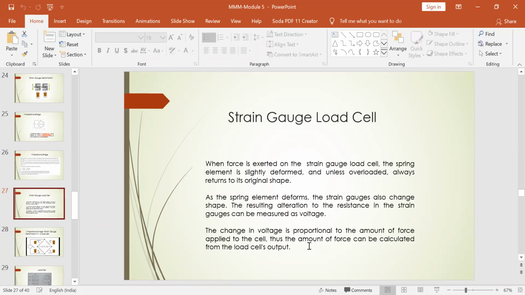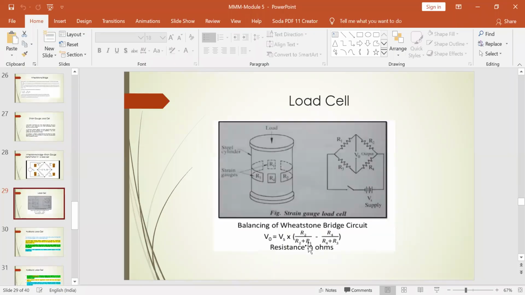So this is how a strain gauge load cell looks. And here is another diagram which shows the actual load cell package, how it looks, and the inbuilt Wheatstone bridge circuit. So for balancing of the Wheatstone bridge circuit, we referred to this output equation already.